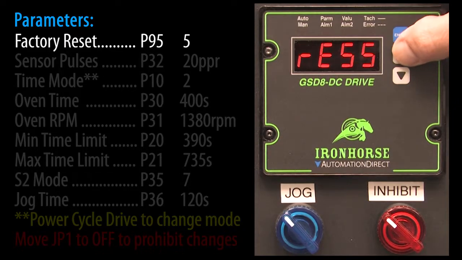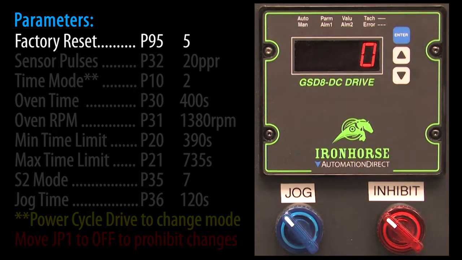Up arrow to confirm. By the way, I should point out that all of the parameter numbers we're using in this demo work for both the 10 amp and the 5 amp drives. The two drives don't always share the same parameter numbers, but the parameter numbers we're using in this demo happen to be the same. So I'll mark that here as a reminder.